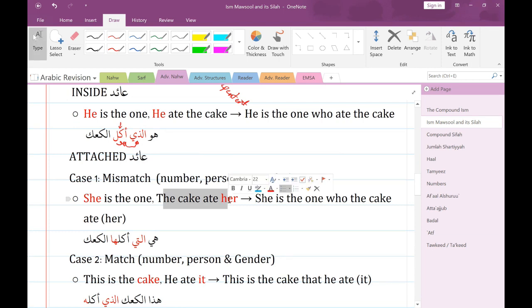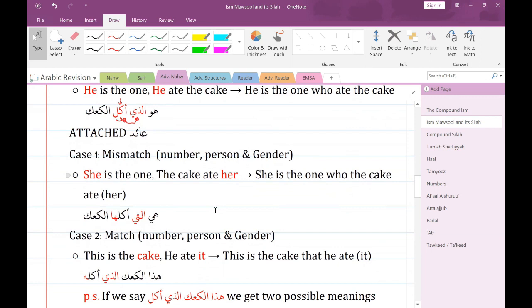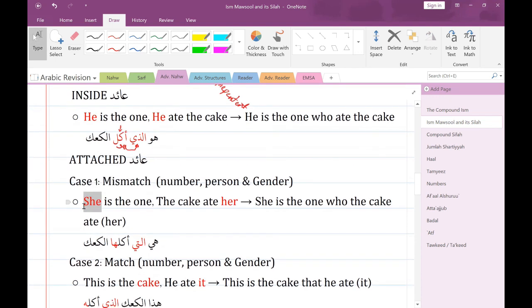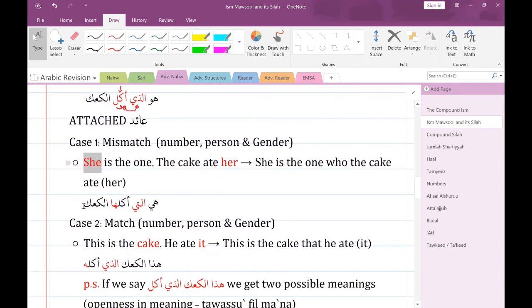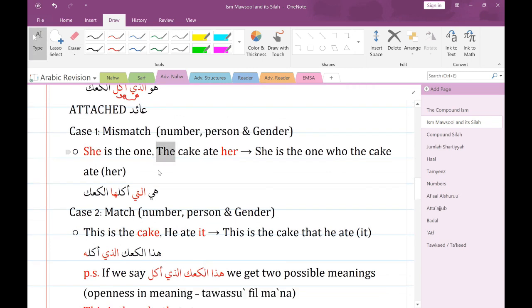Okay? The cake ate her. Did I do this right? Yes. So yeah, we're talking about she. No, this is a match. What did I do here? I think I meant she ate the cake. I think I made a mistake here.